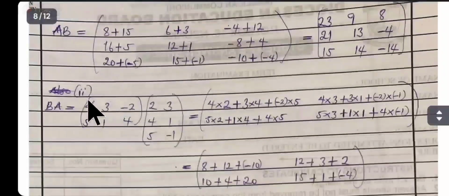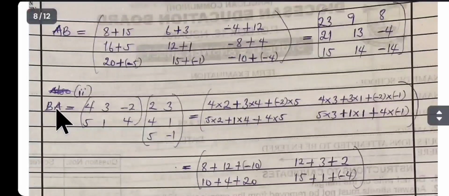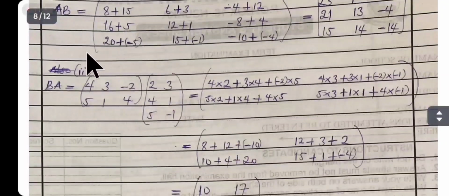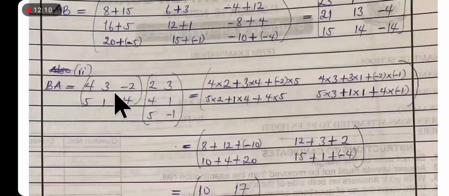Alright, so the next one is BA. We want to find BA. Now, BA means B comes first, then A comes later. Are they multipliable? Yes. The number of rows here is 2, the number of columns here is 2. So 2 rows, 2 columns, 2 rows, and 2 columns. So they are multipliable. So let's go.